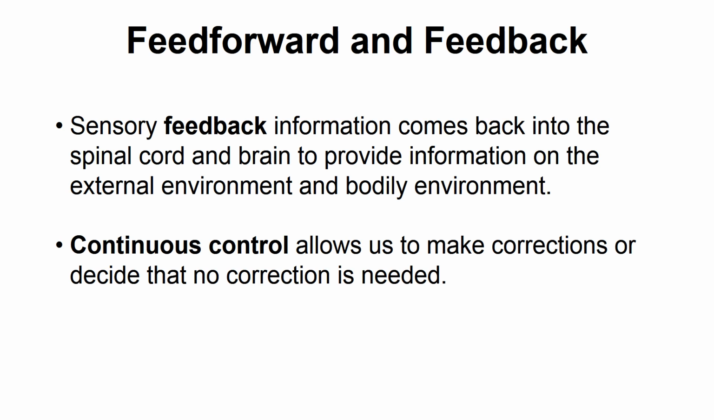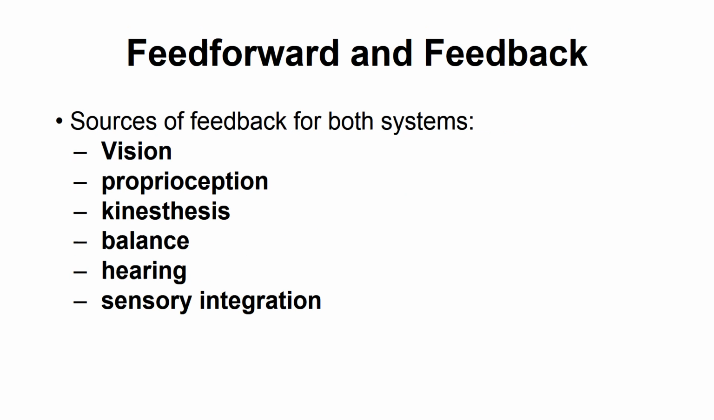control. Continuous control is a way of controlling slow continuous movements through the use of feedback generated by movements to make corrections before the movement ends. It's often also referred to as closed-loop control because the feedback information loops back to the performer during the movement. There are a variety of sources of feedback for both of the systems, and those are listed in this slide.